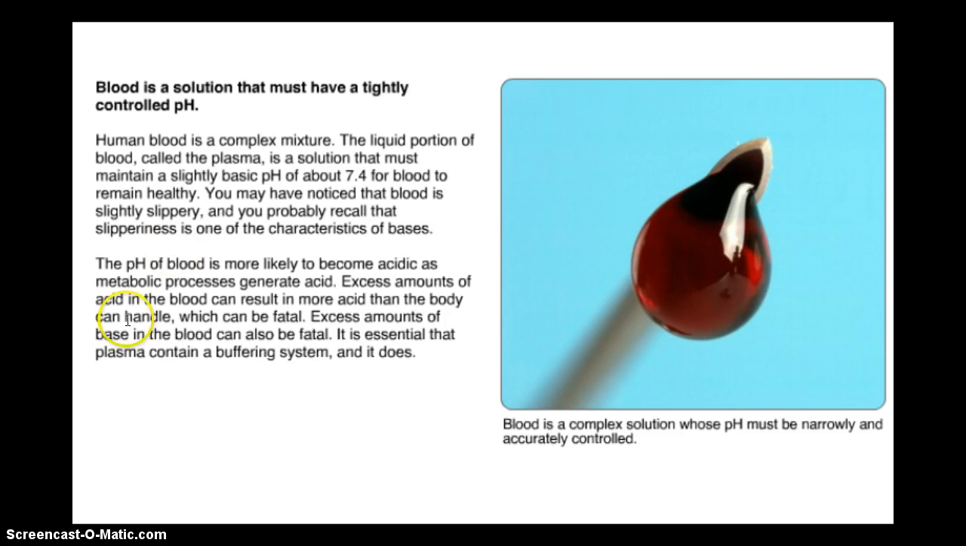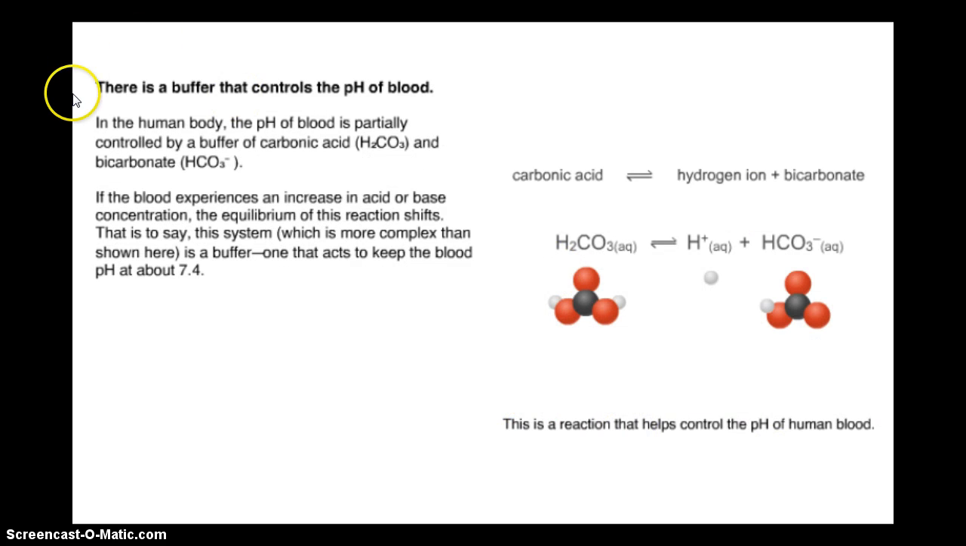It's very different. The pH of blood is more likely to become acidic as metabolic processes generate acid. Excess amounts of acid in the blood can result in more acid than the body can handle, which can be fatal. Excess amounts of base in the blood can also be fatal. It is essential that plasma contain a buffering system, and it does. Blood is a complex solution whose pH must be narrowly and accurately controlled. There is a buffer that controls the pH of blood.